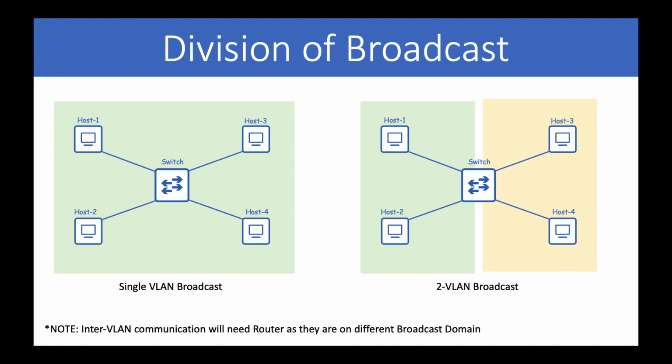Which means that if host 1 broadcasts, only host 2 will listen to it, but hosts 3 and 4 cannot listen to it. Also note that if host 3 and host 1 wanted to communicate over IP addresses, they will need a router in between. They cannot directly communicate through the switch. If the switch is layer 3, then they can communicate, but otherwise they cannot.